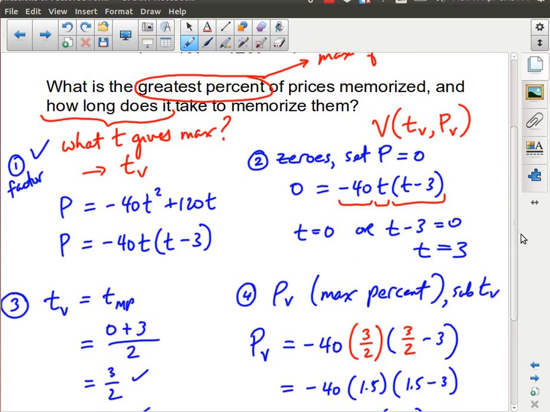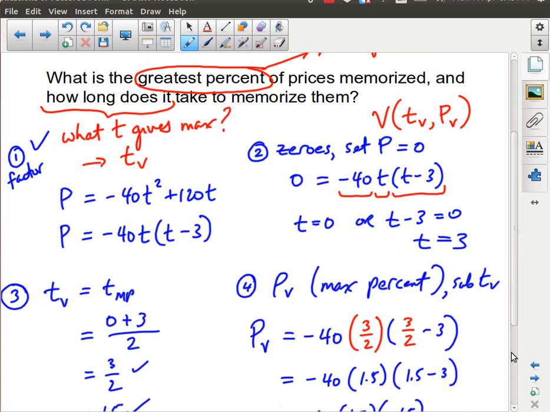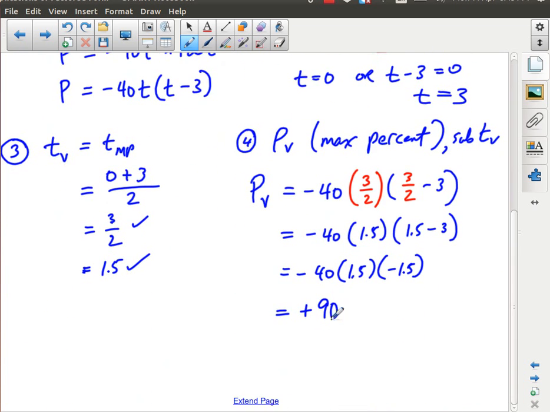And then we go back and we take a look to make sure that we've answered everything. Well, we kind of made this very clear at the outset, and this isn't a bad idea to really make sure that you know what it is you're trying to find. I found what time gives maximum percentage, and I found that maximum percentage. So the time is 1.5 hours, and the maximum percentage is 90%.